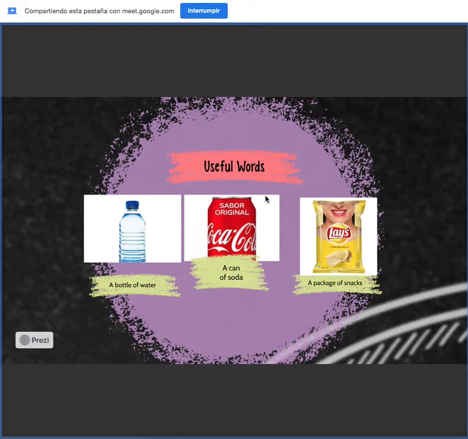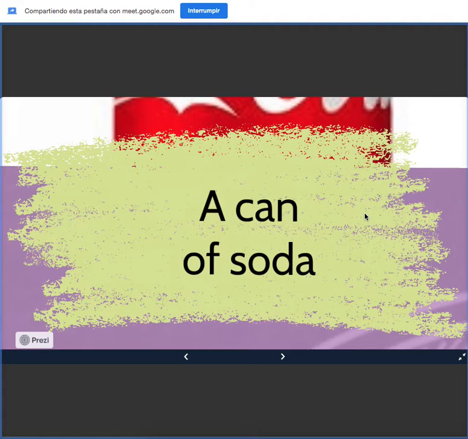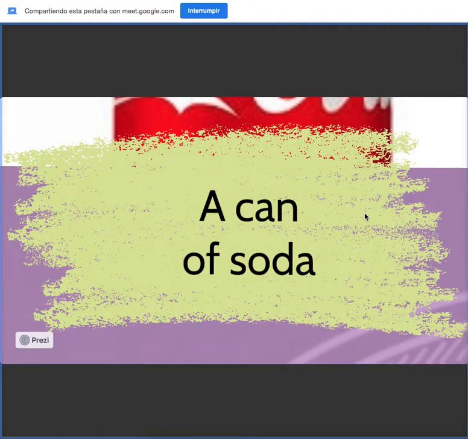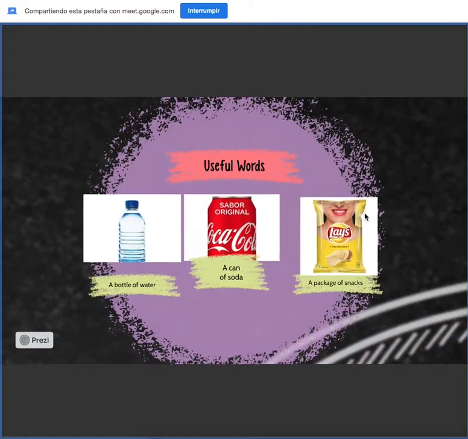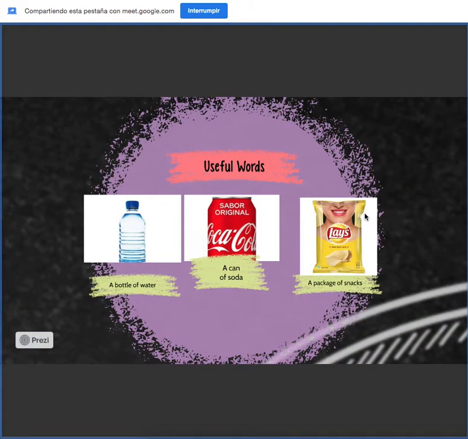Or you can say a can of soda. What is the meaning of can? What is this? Lata, very good. Una lata. So you can count cans, but not soda because soda is liquid. And what about snacks like fries and so on, but in general snacks? So a package of snacks.